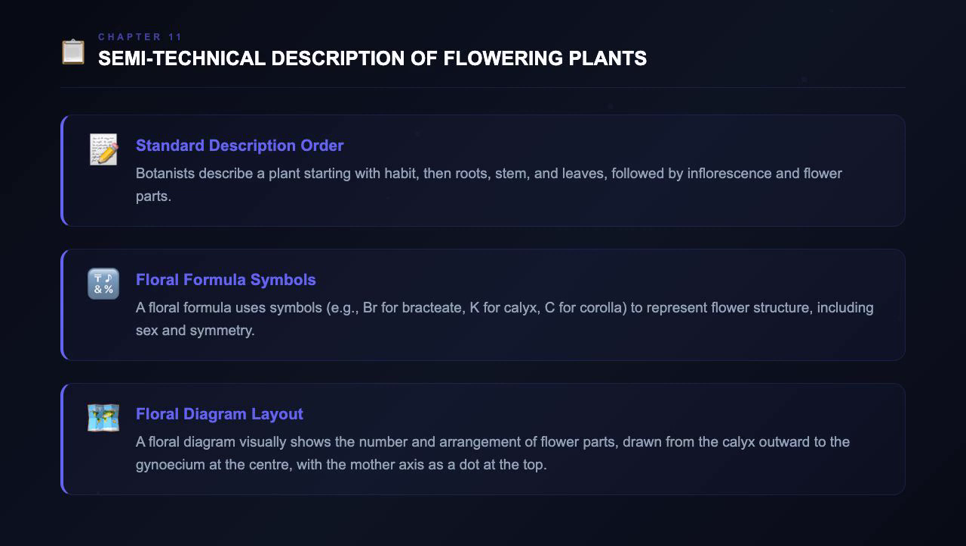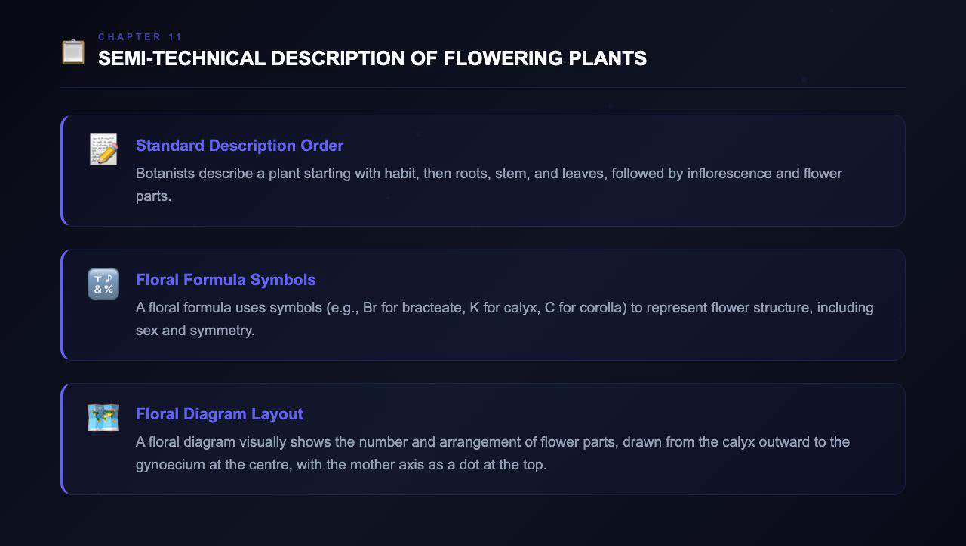Botanists follow a standard framework when describing a flowering plant. They start with the habit, then cover roots, stem, and leaves. Next, they describe floral characters, including inflorescence and flower parts. The floral formula uses symbols to represent flower structure. These symbols include Br for bracteates, K for calyx, C for corolla, and others. Special symbols distinguish male, female, and bisexual flowers.